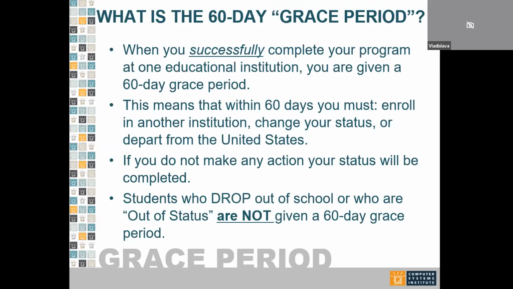If you're not taking any action within the 60-day grace period, you're not transferring out, you're not going home, you're not enrolling in another program at CSI, you will be out of status, because after the 60 days end, your CVS record will be automatically completed by the system. So you need to make the decision about what you want to do next.